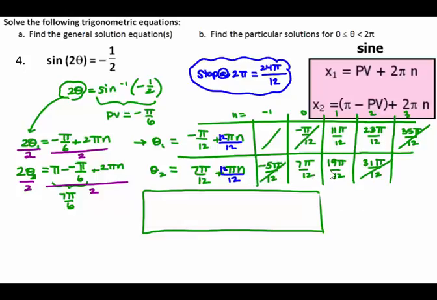So this time we have 4 particular solutions, which is a little different than what we've been dealing with. So of course you'll rewrite those. We have our 2 general solution equations, we have our 4 particular solution equations.